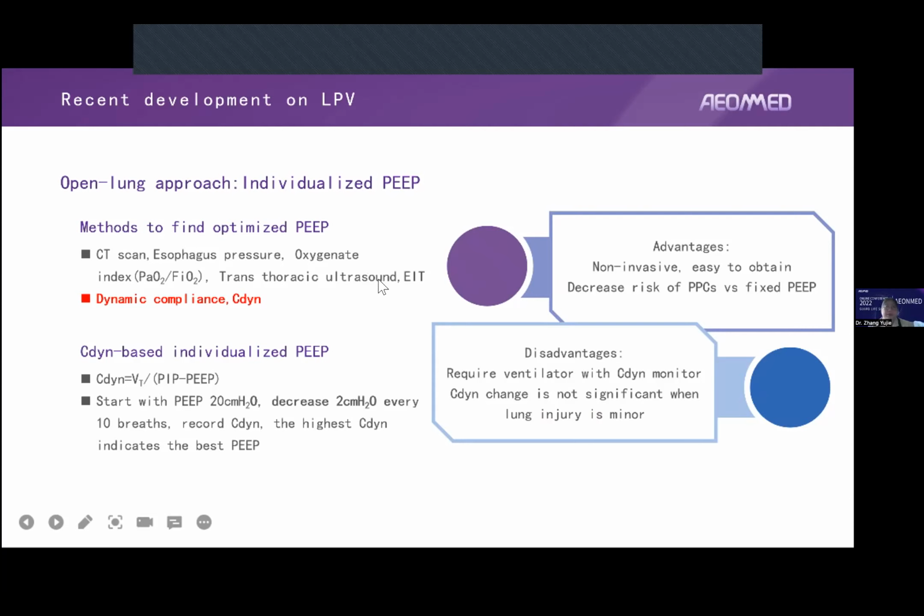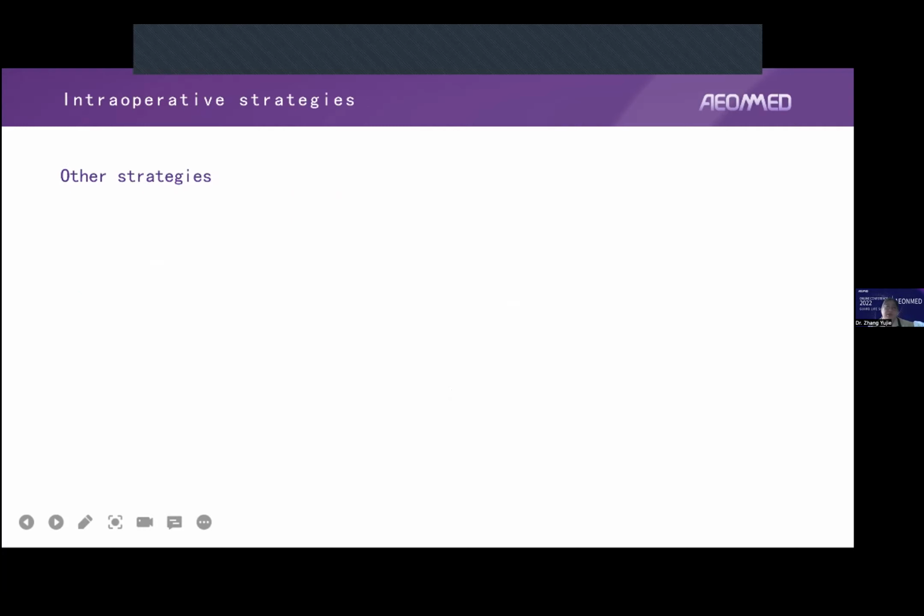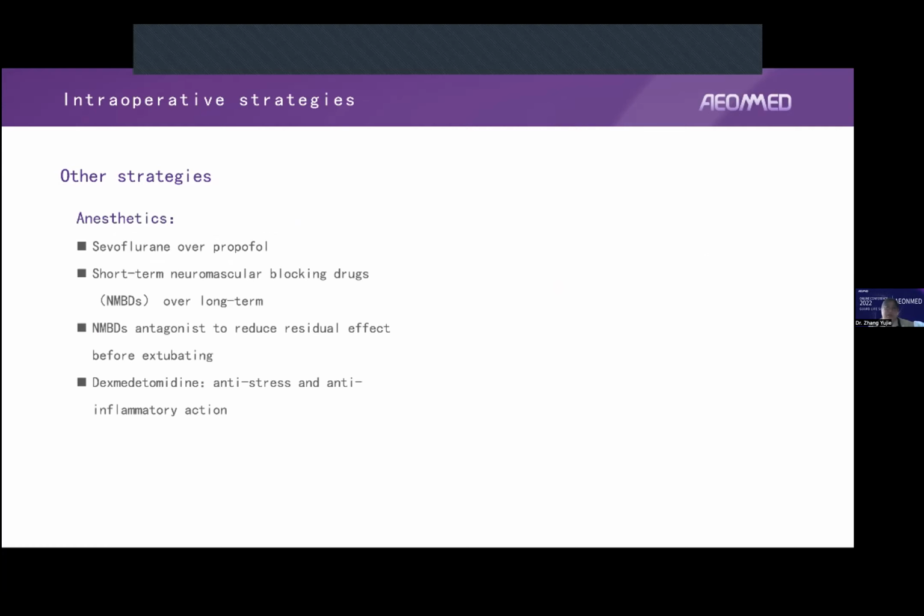Okay. And besides these three core strategies, there are some other suggestions. For anesthetic choice, inhalation drugs are better, and for muscle relaxants, a short-term one is preferred over the long-term NMBDs. And of course, we should use the antagonist before we extubate the patient. And dexmedetomidine used during operation can also have an anti-stress and anti-inflammatory action. So these drugs are suggested.